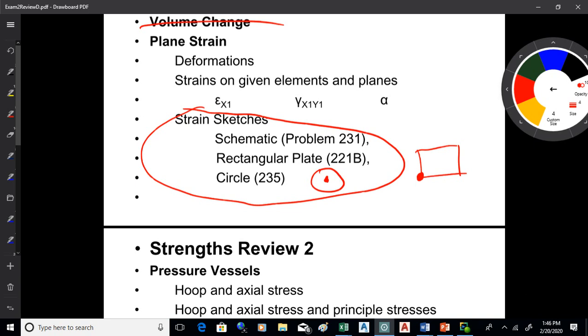Okay, the biaxial strain, there's just equations for it. You should know how to calculate epsilon x1, gamma x1y1, and alpha. You should know what those things are. Keep in mind the difference between these two things, okay?